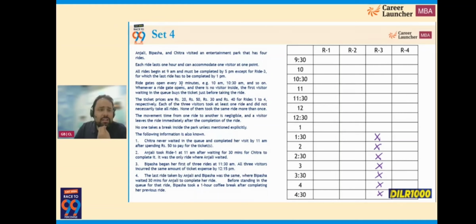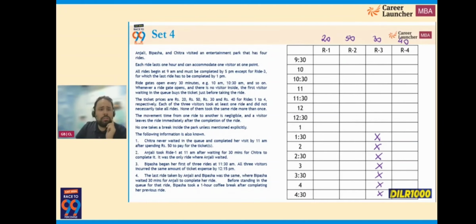Ride gates open every 30 minutes, for example. Whenever a ride gate opens, the first visitor buys the ticket. The ticket prices are 20, 40 for the rides, so that I can refer to it at any point.